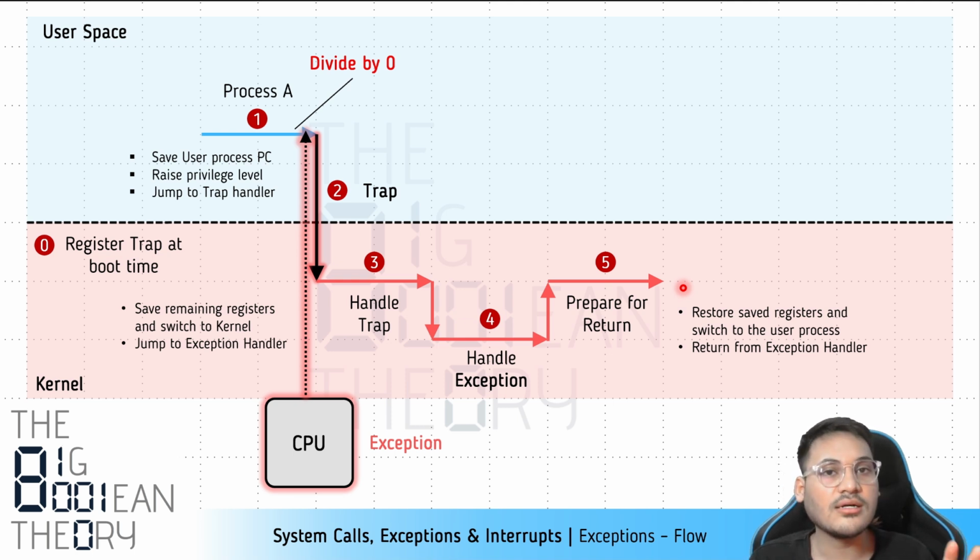We have to change the kernel register values. We have to change the stack pointer to the appropriate user process stack pointer. We have to change the page table pointer.